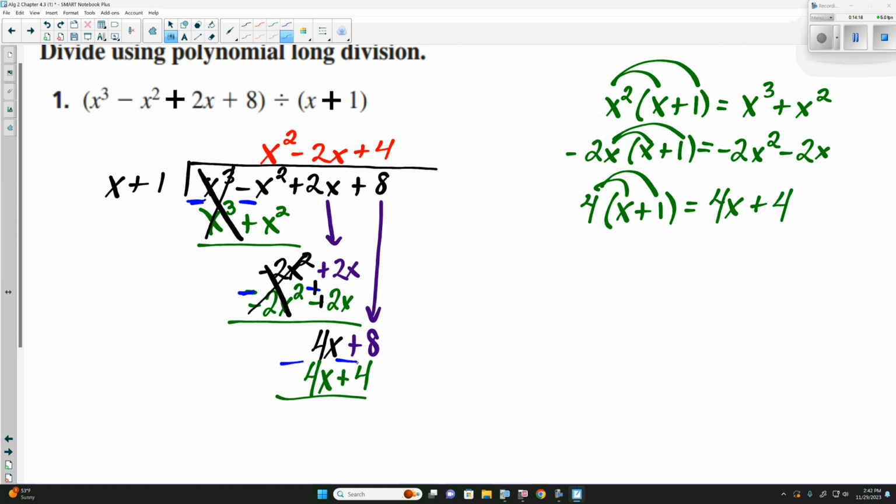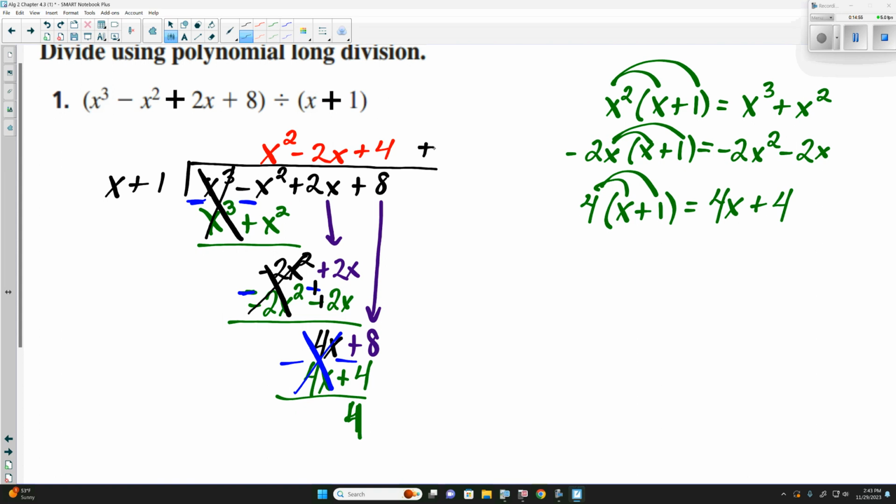And then we will subtract. 4x minus 4x is 0. 8 minus 4 is 4. Do we have another term to bring down? That's it. With numbers, we could keep adding zeros after the decimal point to make it work. But here, we can't just add terms to it. So we are finished doing the division.